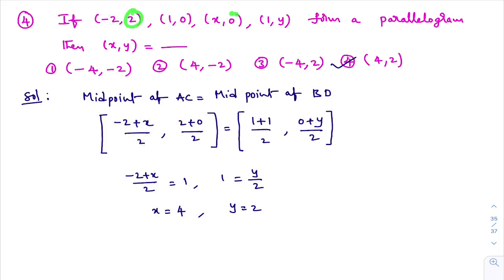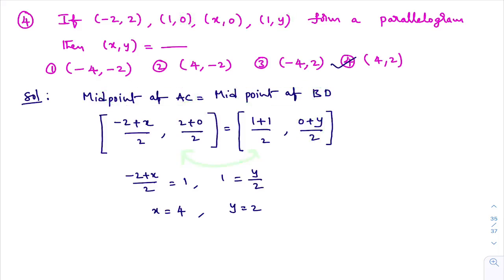(y1 + y2)/2, (2 + 0)/2 equals the midpoint of BD. See, this is point B, this is point D. Midpoint of BD is ((x1 + x2)/2, (y1 + y2)/2) = ((1 + 1)/2, (0 + y)/2). I hope you are understanding. As the midpoint of AC is the same as the midpoint of BD, I can equate these 2 points.